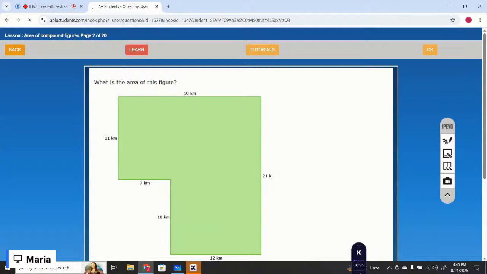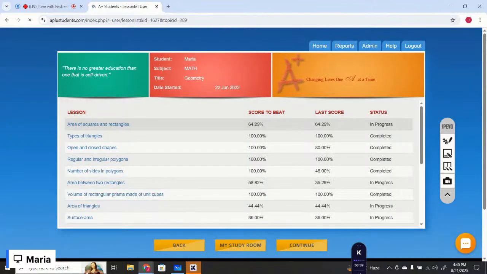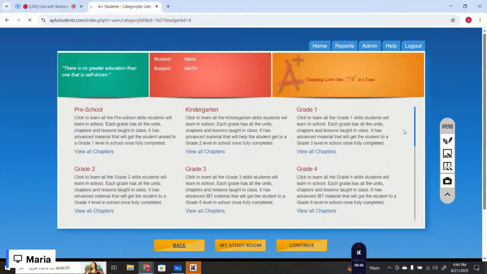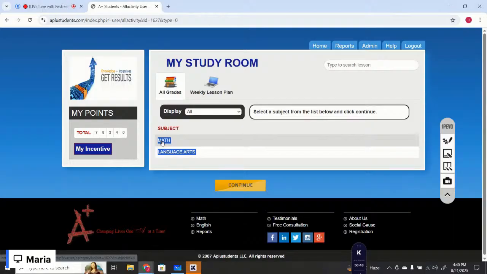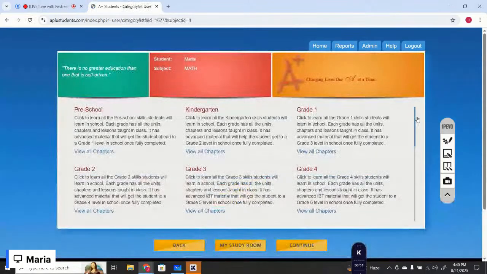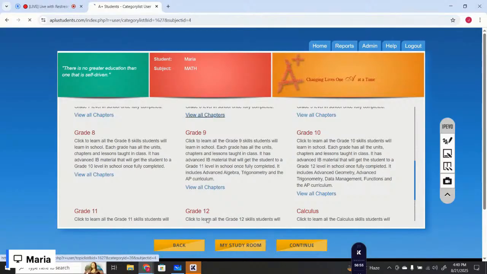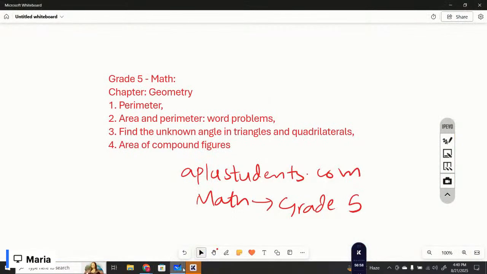So we were working on grade 5 math. The chapter we're working on is geometry. The lessons we have covered today: perimeter, area and perimeter word problems, find the unknown angle in triangles and quadrilaterals, area of compound figures. So please make sure before the next session you complete all the practice questions for the lessons we just did. That is your homework until the next session.